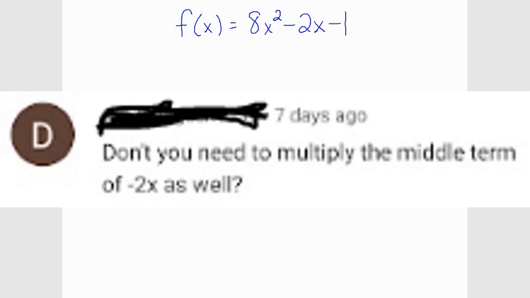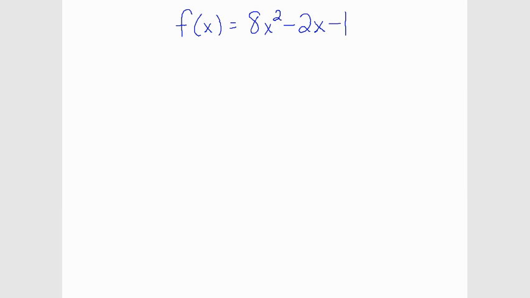I'll leave it in the description. You can go ahead and watch that first for some more context. But at the same time, I'm going to start from the original problem of that video. It was f of x equals 8x squared minus 2x minus 1. And instead of actually finding the zeros, I'm going to go ahead and factor this.